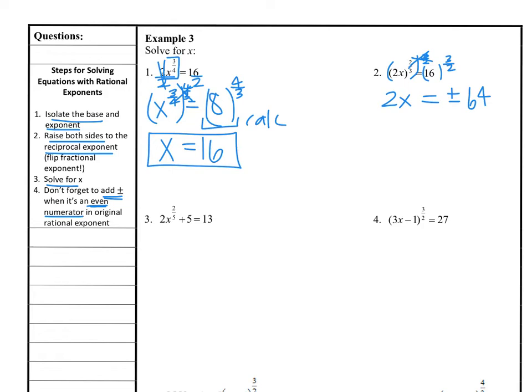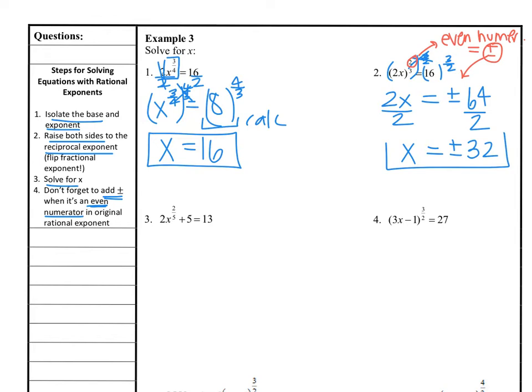Just a little refresher and reminder: we had an original even exponent, so even numerator equals plus or minus. That means we need to have the plus or minus in there. Then we need to continue solving for x to get x by itself. Divide both sides by 2, and we end up with x equals plus or minus 32, so positive and negative 32. As always, if you wanted to check it, you would plug this back into your original for x and make sure that both the positive and negative version of 32 equals 16 when you plug it in.